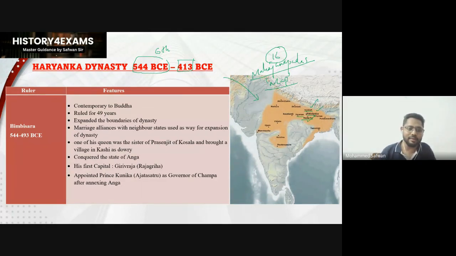So we'll be discussing this Haryanka dynasty. The first important dynasty is actually the Brihadratha dynasty, not much important, but you have to focus on the dynasty called Haryanka dynasty. In the Haryanka dynasty, we have three very important rulers. We'll discuss each and every one, starting with Bimbisara, the first ruler, who ruled between 544 and 493 BC.